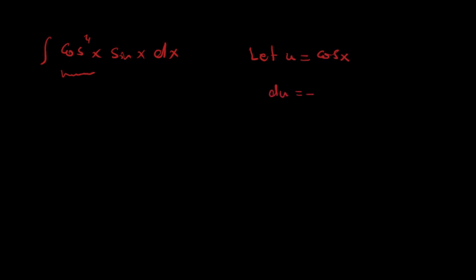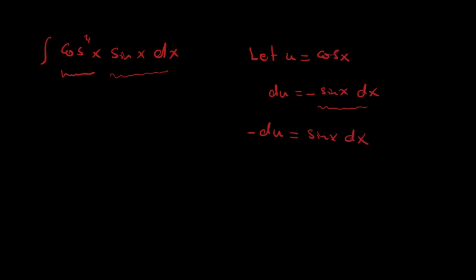What about if we have more complicated integrals, like if we have integral for cosine to the power 4x sine x dx? So here we need to apply the substitution method. So if we consider cosine x as u, so we say let u equal to cosine x. What about du? So du is going to be equal to minus sine x dx. So sine x dx is here, so we can replace it by minus du. So we have minus du is going to be equal to sine x dx.